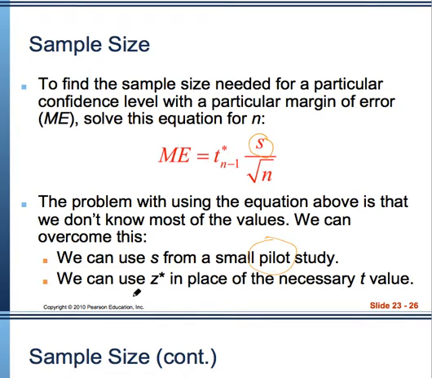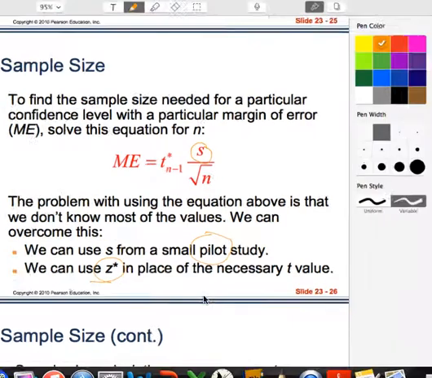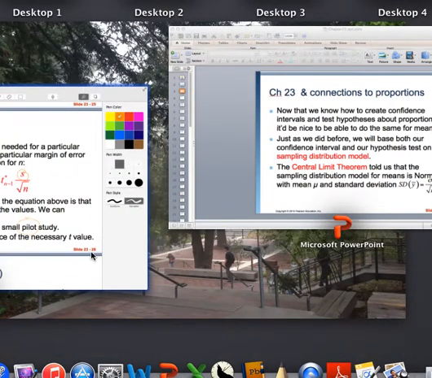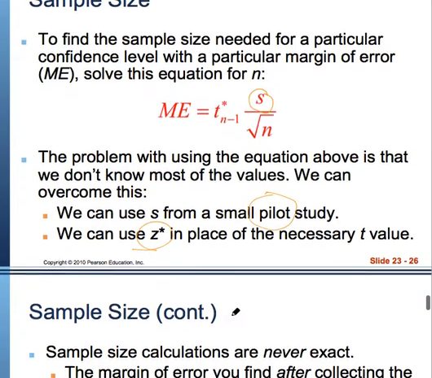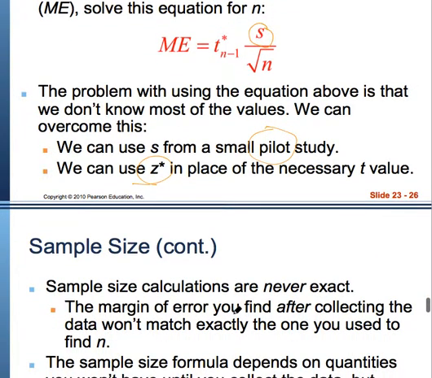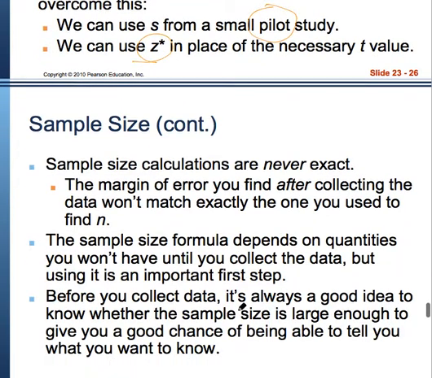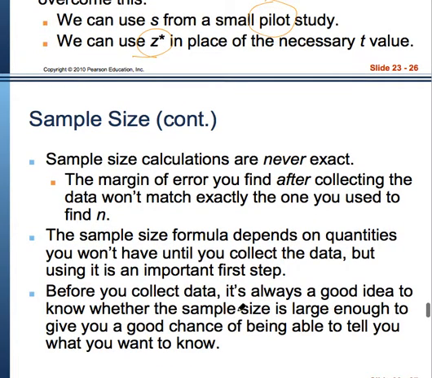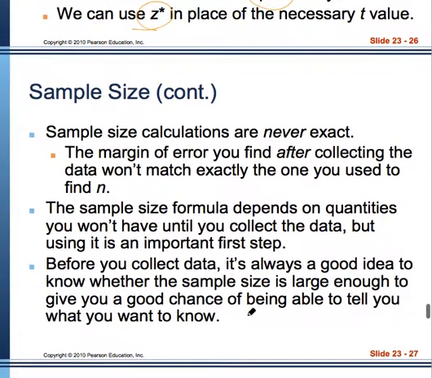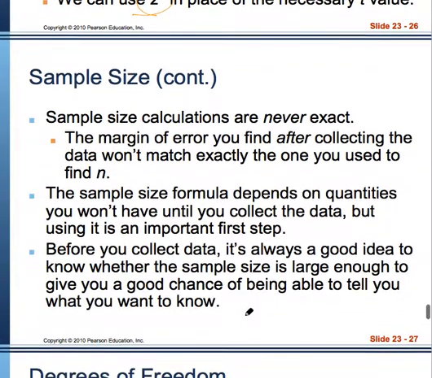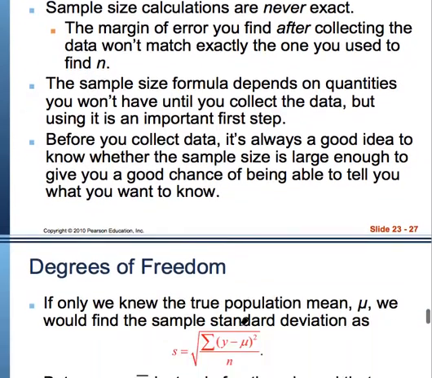Okay. If you have to, you can use the Z critical value in place of the T value, and that works. They're close enough. And remember, we're just kind of approximating what our sample size is. We're not actually going to use those numbers. We're just getting an idea. Okay, so sample size is never exact. It depends on quantities you don't have until you actually collect the data. But it's always good before you collect data to say, well, this is roughly what my sample size is going to be. Okay.